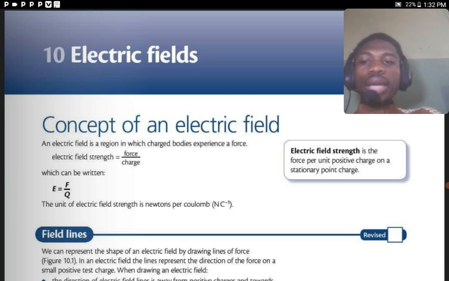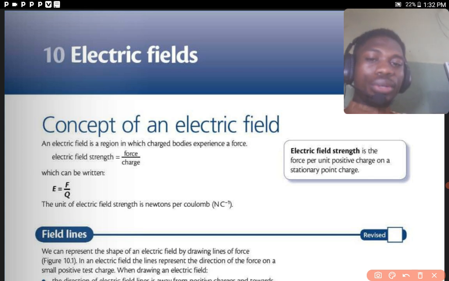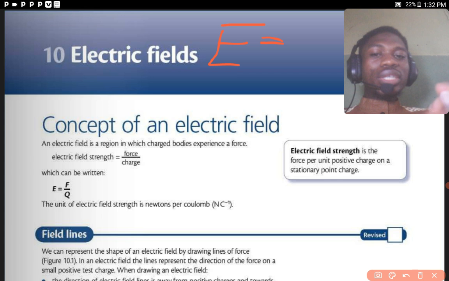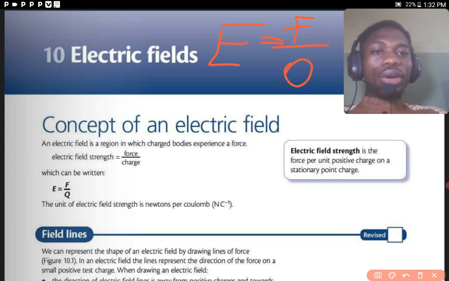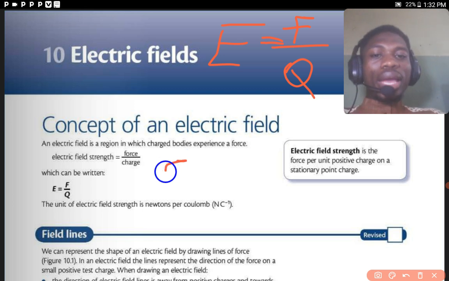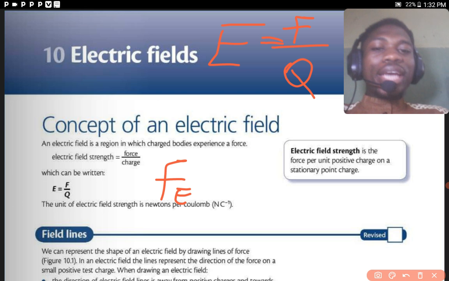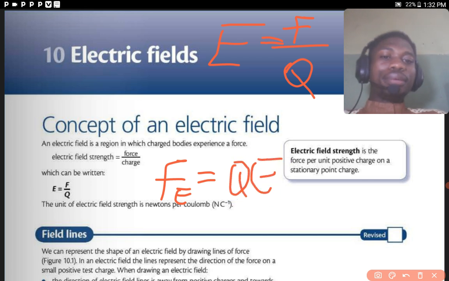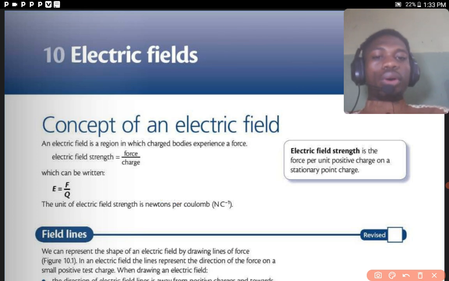Now, as a characteristic of the electric field, it has what we call the electric field strength, represented as E. The first thing you must know: electric field strength is equal to F, the force, divided by Q, the charge. What does it mean? It means that the electrostatic force experienced by a particle whose charge is Q is simply equal to Q times E. Okay, so far so good.